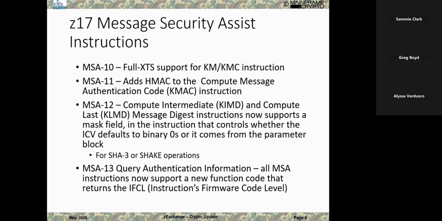MSA 12 has to do with the existing instructions for hashing, computing digest, whether it's the intermediate or the last message digest. Those instructions have now been enhanced, and there's some capabilities in terms of being able to automatically apply an ICV value or a chaining value of binary zeros. And that's implemented for both SHA-3 or the SHAKE hashing operations.